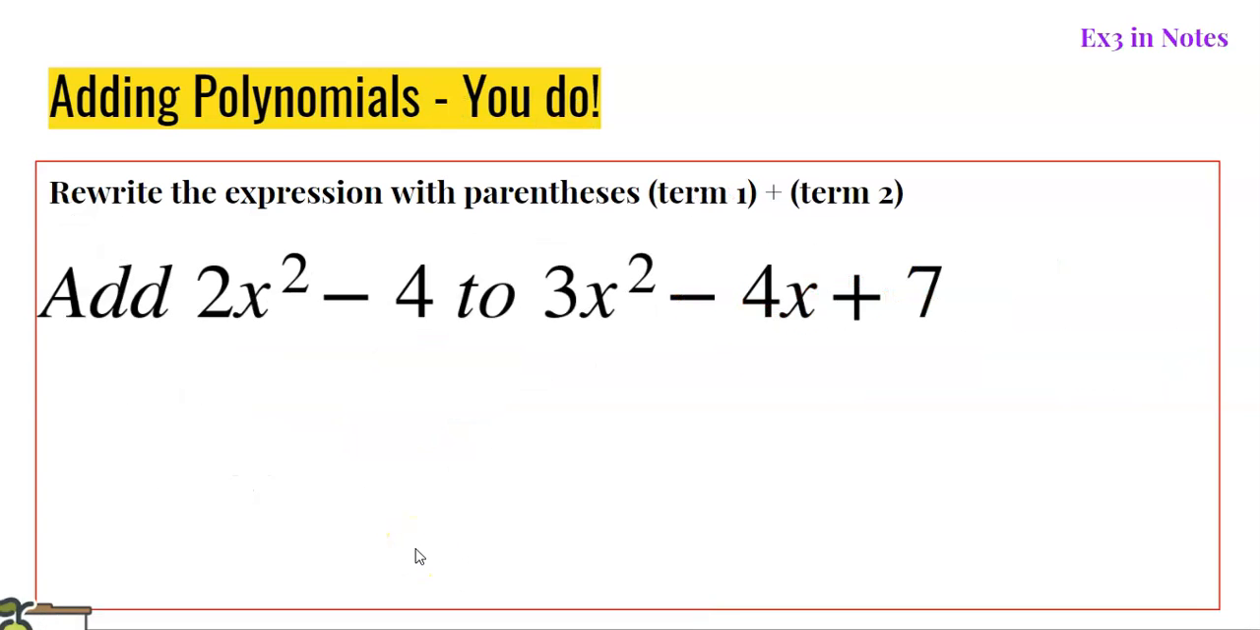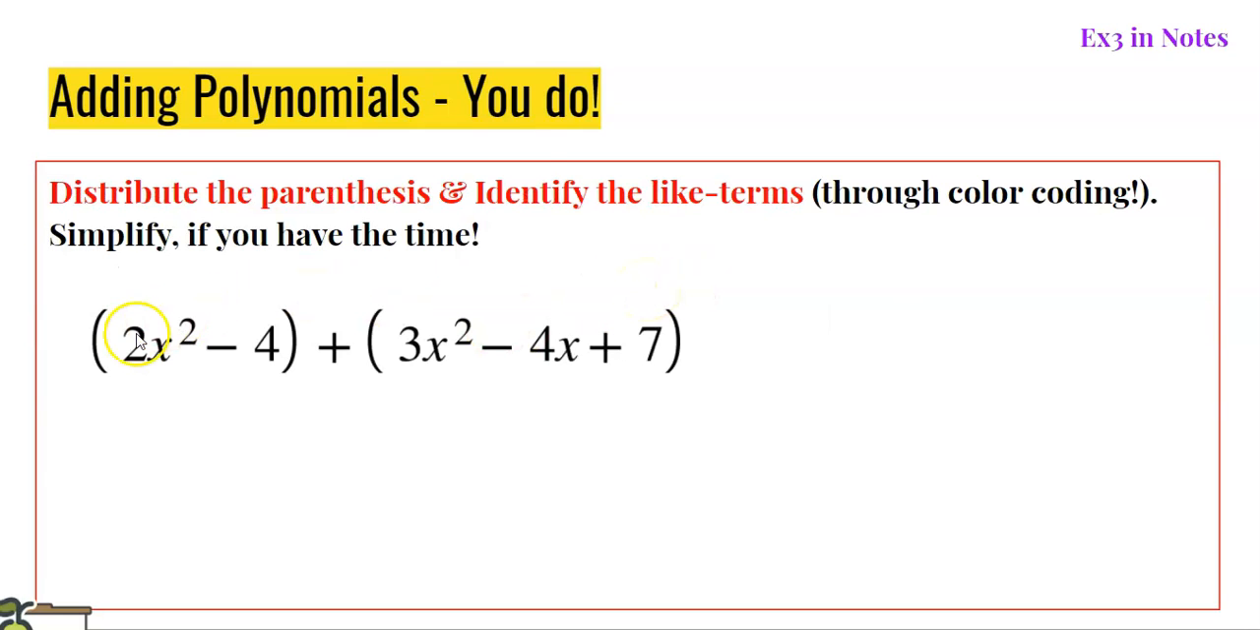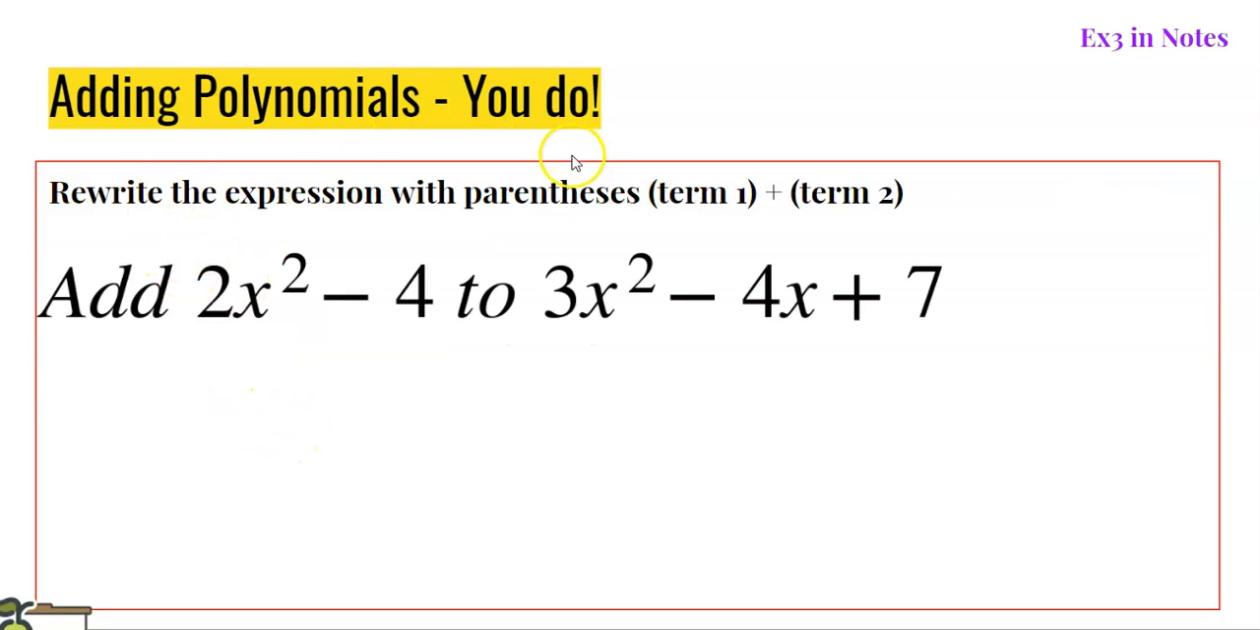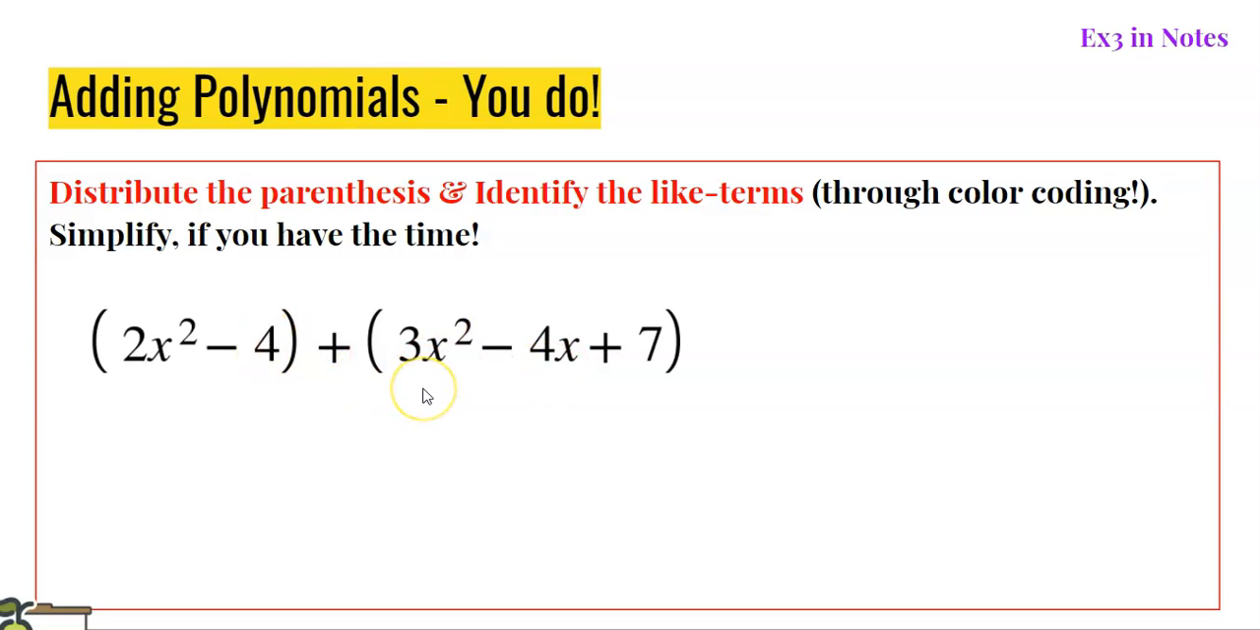Now here's another example. They might not give you the parentheses, they might just give it to you in words. So they might just say add 2x squared minus 4 to 3x squared minus 4x plus 7. In this case, you will have to translate this into parentheses. So going on to the next slide, this is what it should look like. Put parentheses around the first term here and parentheses around the second term there. We are now adding them.